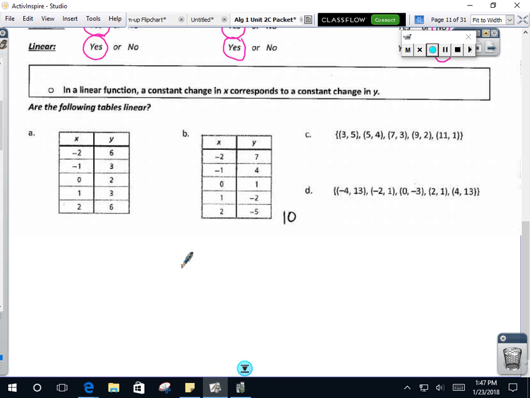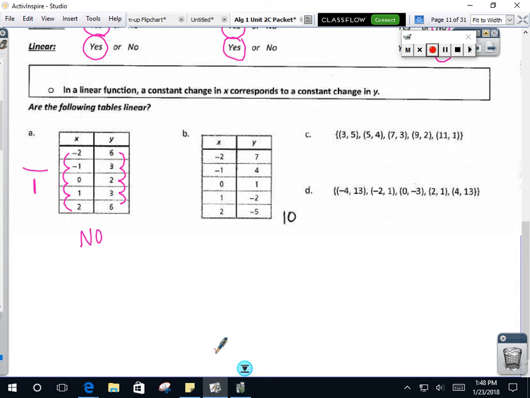Are the following tables linear? Okay, well look at the x's. The x's do what every time? They increase by 1. So that would make your run, if you were doing slope, 1 because the x's are increasing by 1s. But look at the y's. First it's a decrease of 3, then a decrease of 1, then an increase of 1, and then an increase of 3. So there is a pattern, but that's not a linear pattern. Linear means it does the exact same thing every time, so this is no.